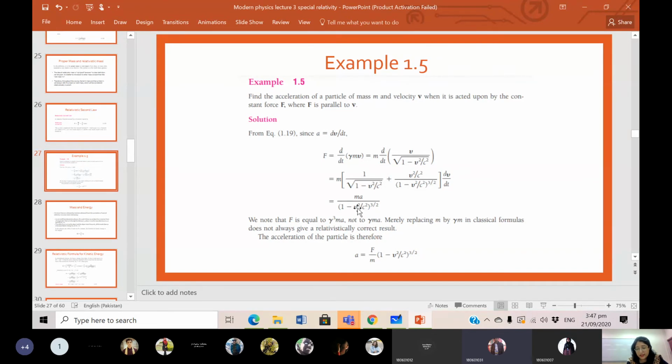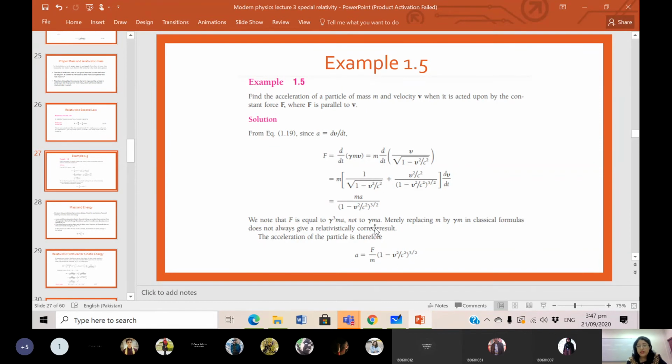So in this case, what do we see? Gamma is this factor. So basically, F is equal to ma multiplied by gamma cubed, because gamma is 1 over the square root of this thing. So we get gamma cubed ma. What does this tell us? It's not gamma ma. So we cannot talk about relativistic mass. This is proof that we cannot talk about relativistic mass.